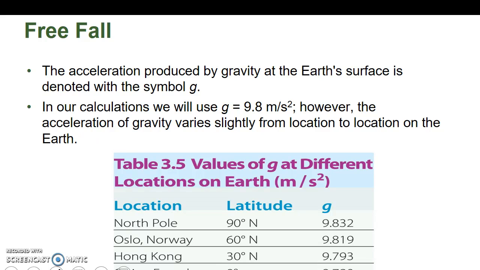So now, free fall on Earth. We call that acceleration due to gravity g, 9.8 meters per second squared. Based on different locations on the Earth, that will somewhat vary, and you can see how it varies based on what you see here. But what we know is, 9.8 is a pretty fair number to round to.